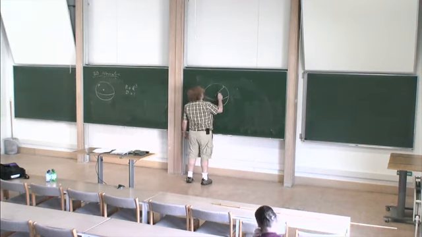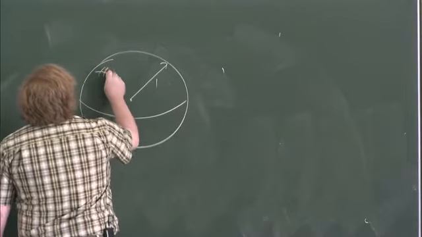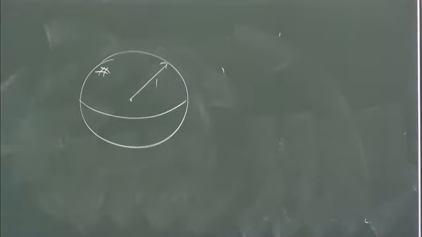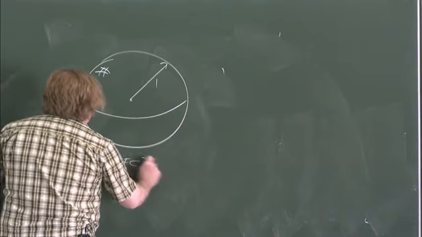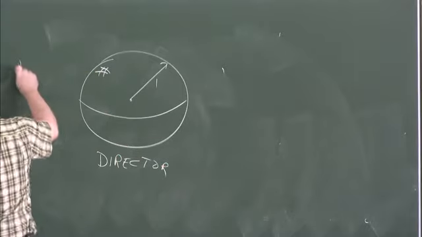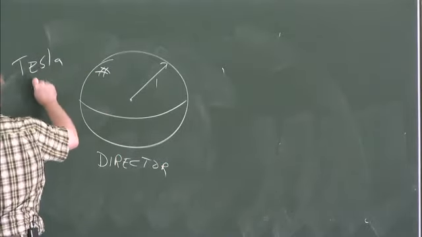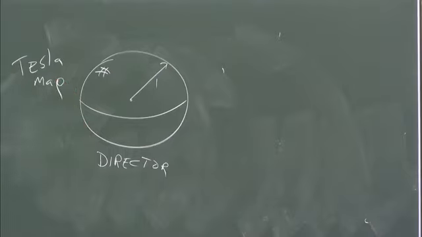Anyhow, here is the nematic director. This is length 1, like so. Okay, so I have a map from the sample. Here's the sample map, and I can call this the director. Again, it's not quite the Gauss map. We'll continue to call it the Tesla map, like so. For each point here on my sample, there's some point there.